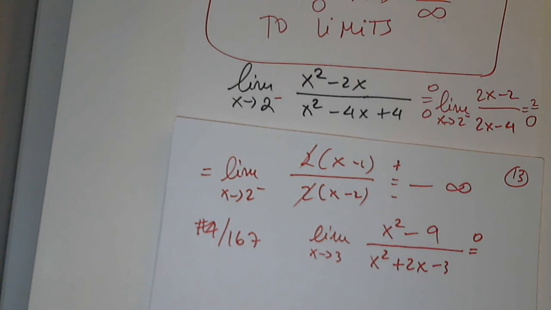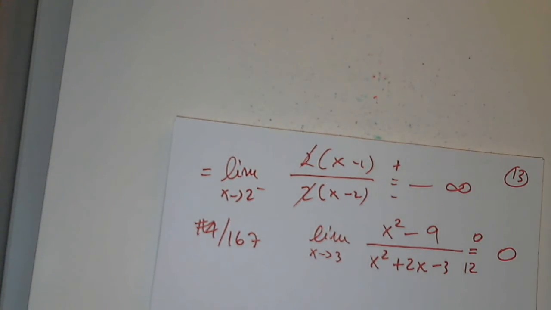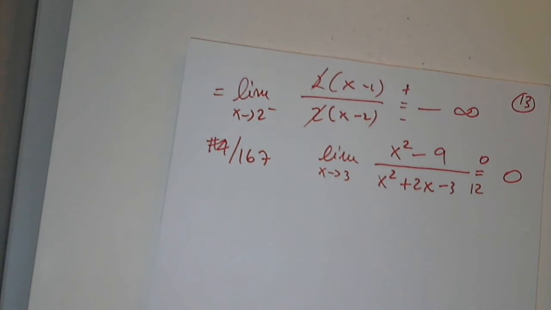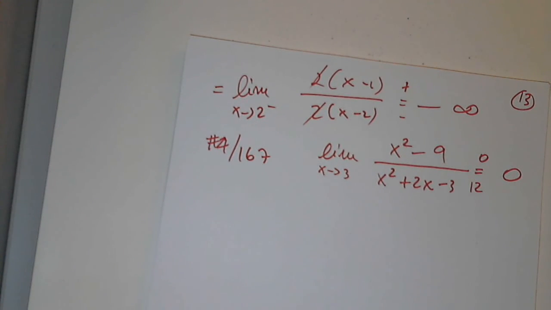Did I copy it correctly? If the denominator does not go to 0, we cannot use L'Hopital's rule. No, it doesn't. In that case, this is 9 minus 3, which is 6, and 6 plus 6 is 12. So the answer is 0. It's a very good counterexample. We cannot use L'Hopital's rule if it's not 0 over 0 or infinity over infinity. I found another.